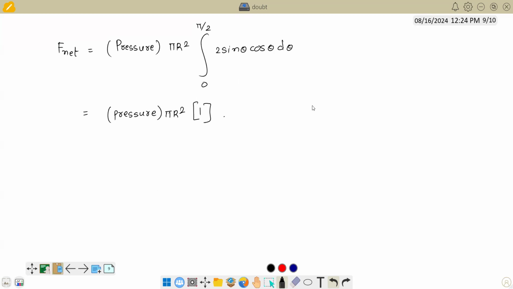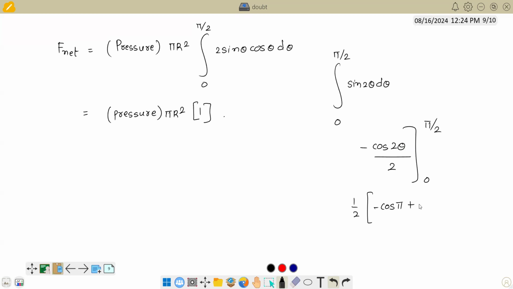Since you get the value as 1, or else since we have extended this video so much, I'll do this part also. Integral of sine 2 theta d theta from 0 to pi by 2. The integration of sine 2 theta would be minus cos 2 theta by 2, from 0 to pi by 2. If I bring 1 by 2 outside, we get minus cos pi plus cos 0 degree. So you'll get basically 1. That's how we get the net force on these kinds of hemispherical situations as pressure acting into pi r square.